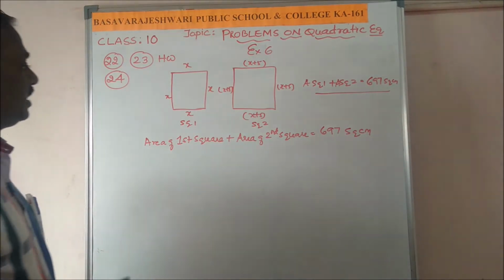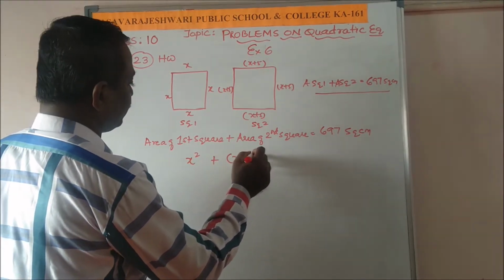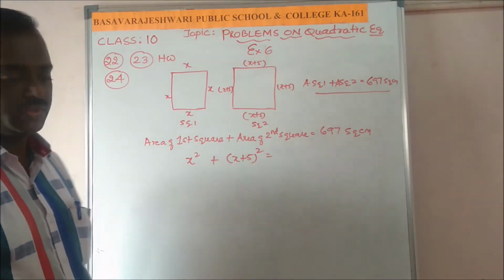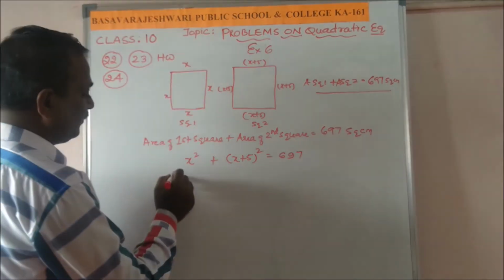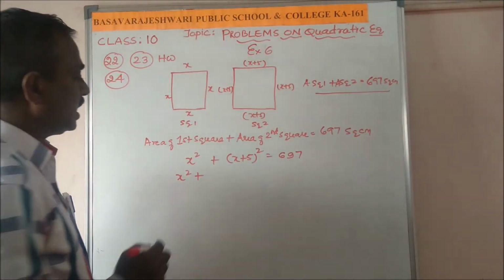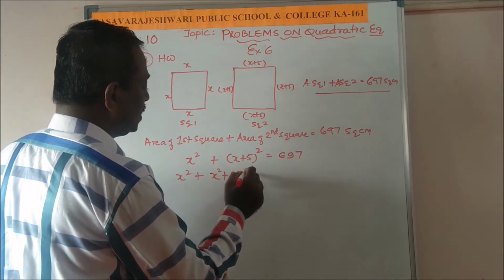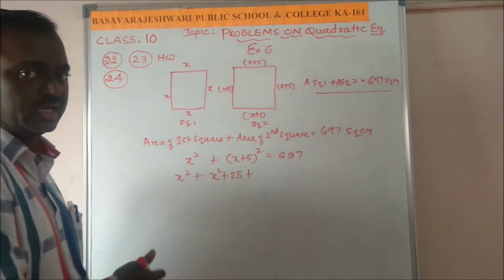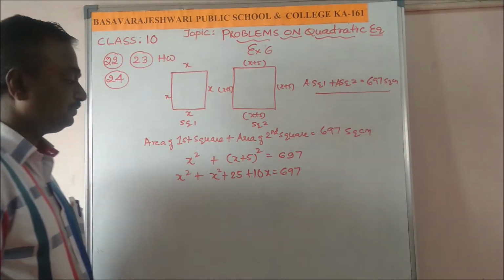What is the area of the square? x square for the first square. What is the area of the second square? x plus 5 whole square. You already know the formula: area of a square is side square. So in that way I wrote here. Simplify 697. x square plus, expand according to (a plus b) whole square: a square plus b square, 5 square is 25, plus 2 into a into b, 2 into x into 5, 2 fives are 10, 10x, is equal to 697.